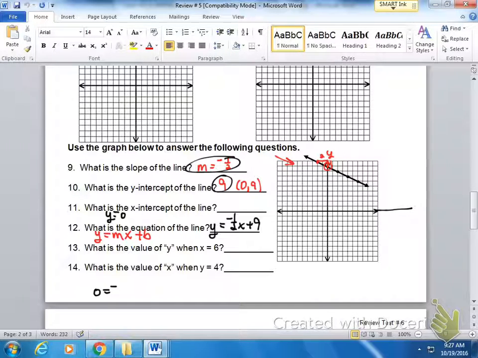So 0 equals -1/2 x plus 9. So I'm going to subtract 9 from both sides. -9 equals -1/2 x. And to clear fractions, I multiply by the denominator.